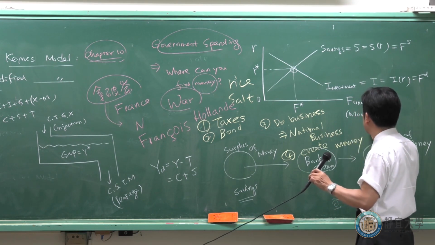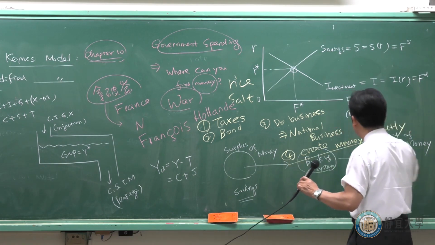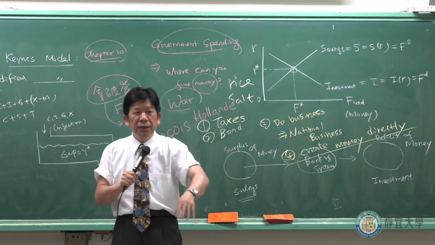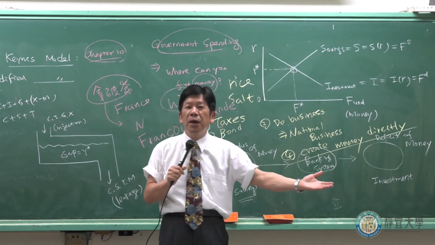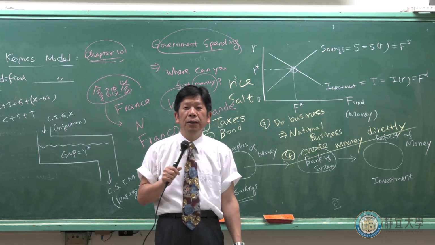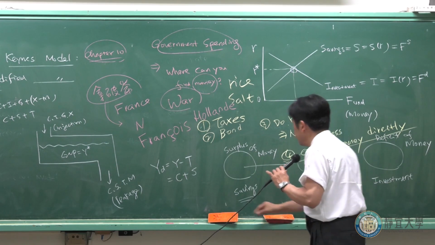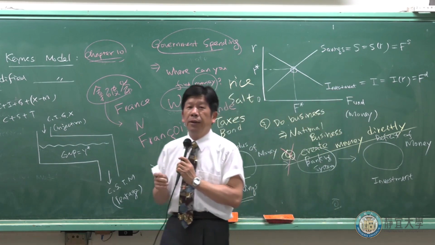Create the money directly. Easy: you want money, I just print it. I use a machine, print a lot of money, print out the paper for you. But of these two things, this one is crazy.